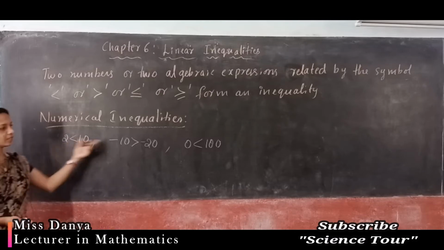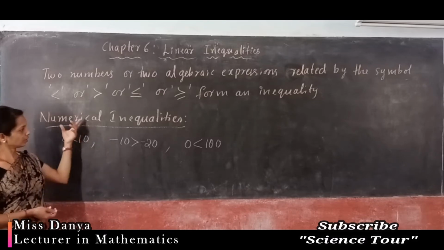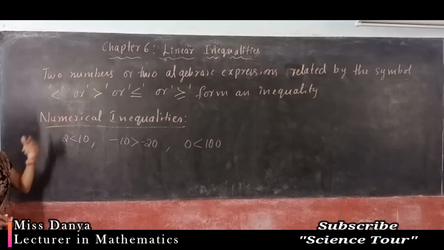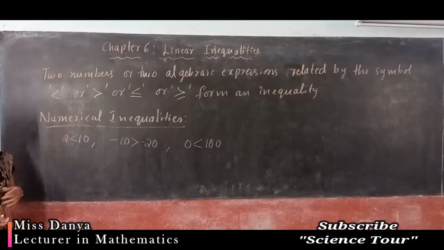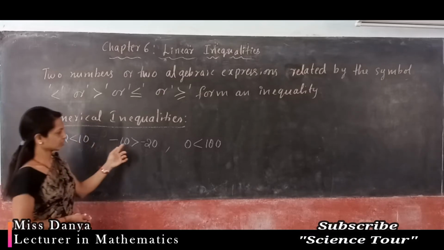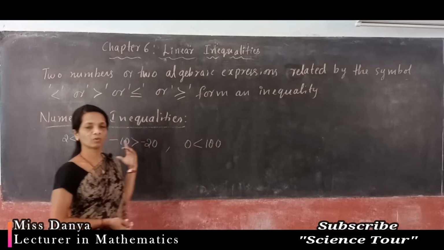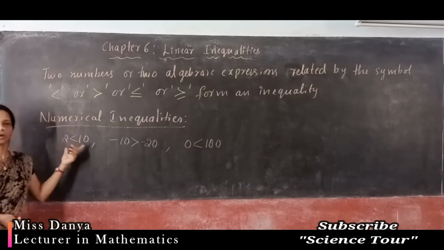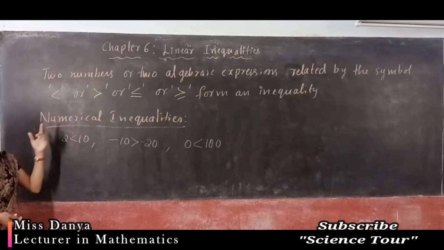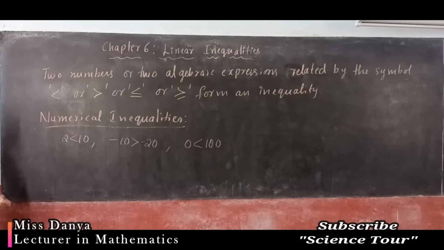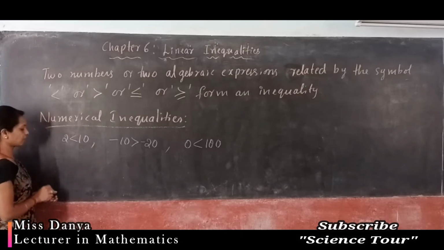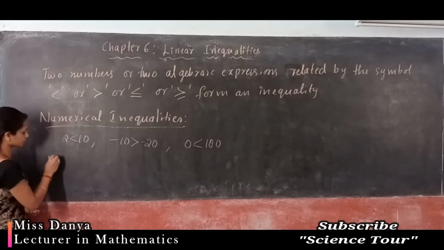So what you can see in these numerical inequalities, as the name itself says, is that you have only numbers: 2 and 10, minus 10, minus 20, 0, 100. If you have only numbers in the inequalities, those inequalities are called numerical inequalities. Next you have literal inequalities.